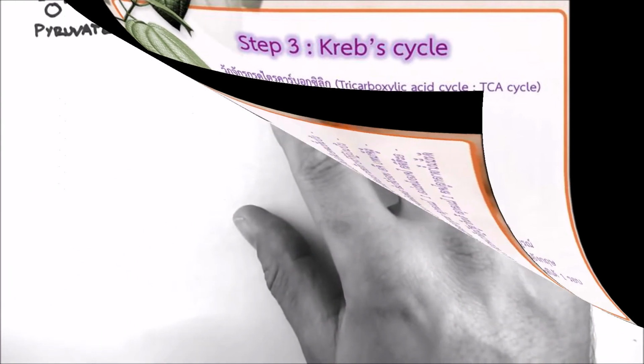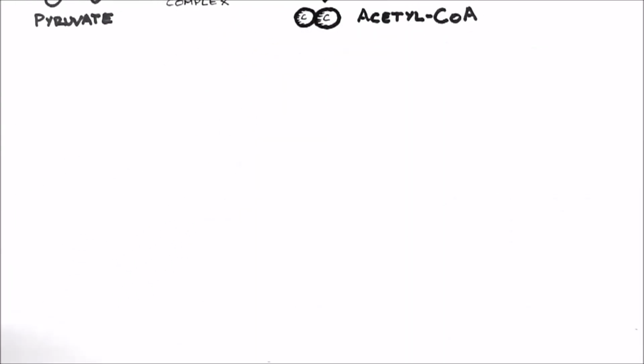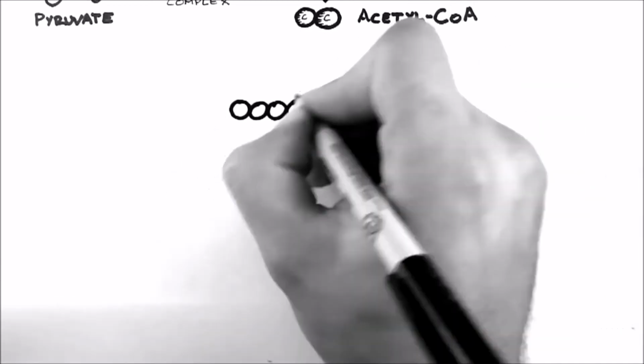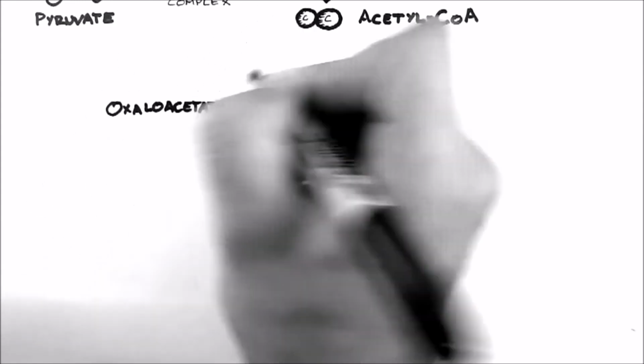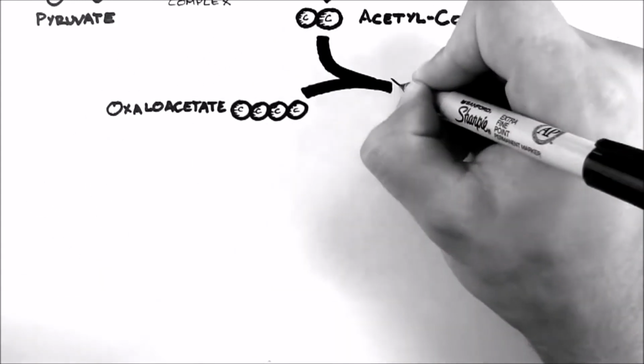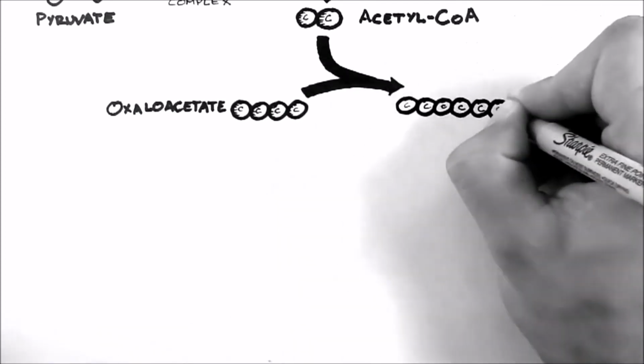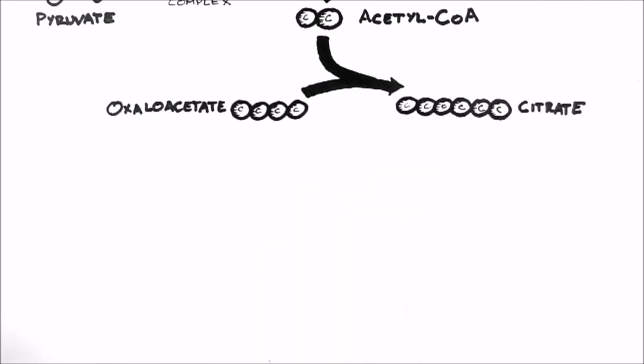We'll look at the molecules involved first, and then we'll discuss the enzymes involved. The TCA cycle begins when a 4-carbon molecule known as oxaloacetate combines with acetyl-CoA to produce a 6-carbon molecule known as citrate.